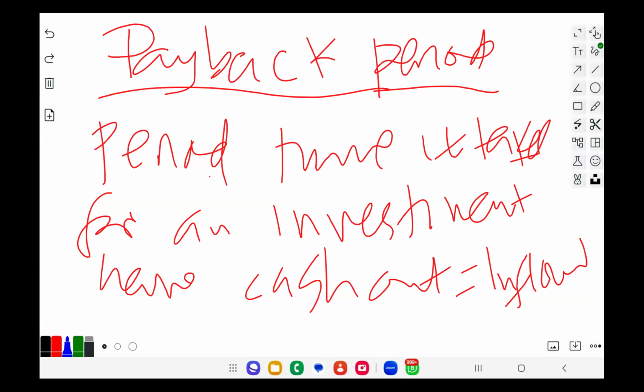Basically more like the return, what you get from the project, that's inflow. And outflow is what you inject into the project. So that's the cost of the project.